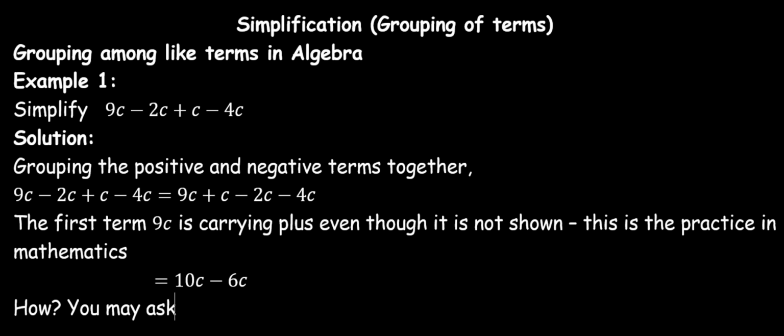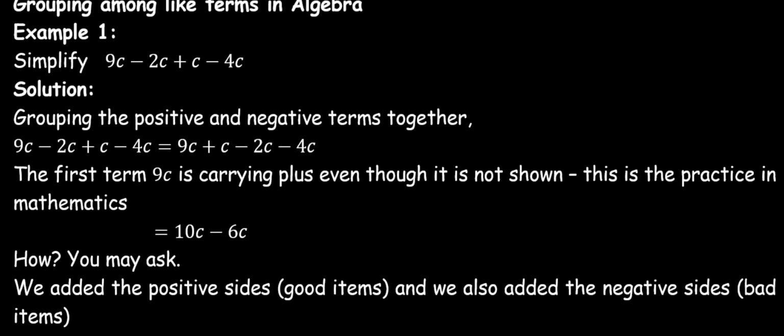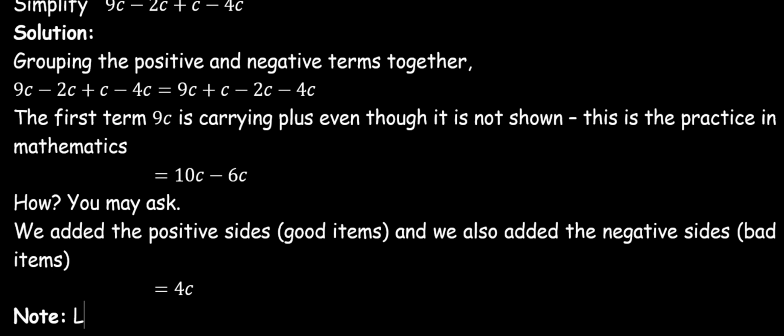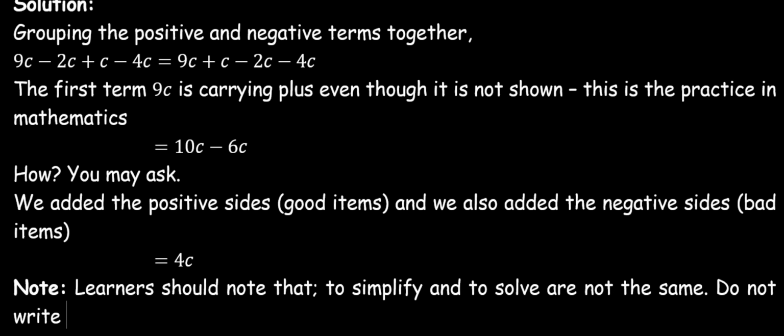How, you may ask? Yes, we added the positive side, which is the good items, and we also added the negative side, bad items. So our result gave equals to 4c. Note, learners should note that to simplify and to solve are not the same. Do not write equals to 4c equals to 0. Another example.